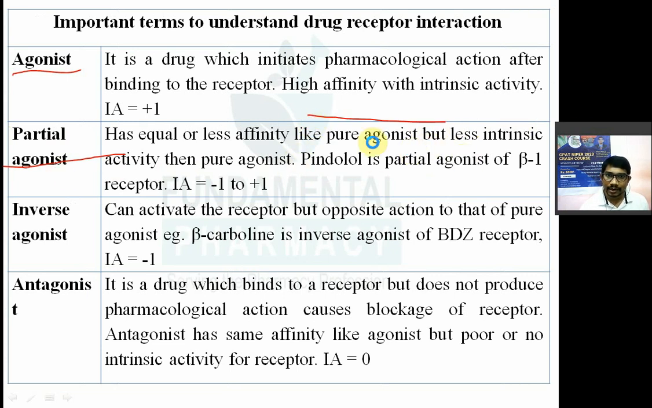What will its intrinsic activity be? For example, pindolol is a partial agonist of the beta 1 receptor. It will activate the receptor, but it will not produce the full pharmacological action. So the intrinsic activity of a partial agonist lies between -1 and +1.